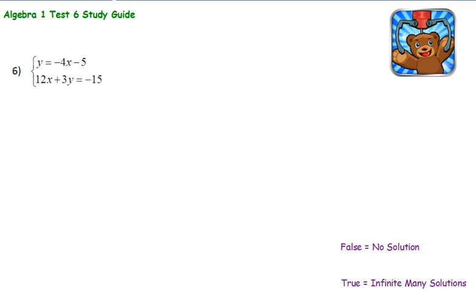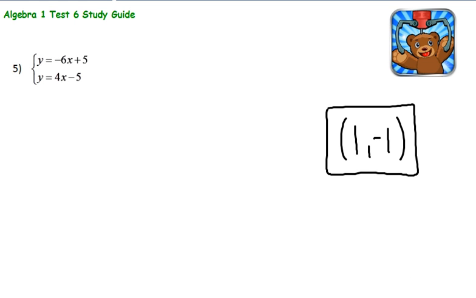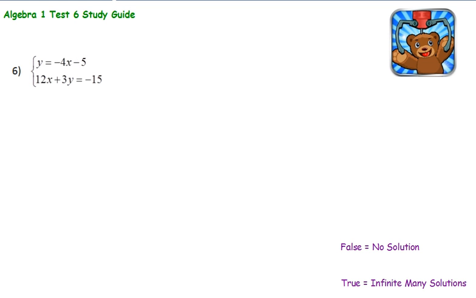I should mention one thing real quick. You notice that on number 5 these were both in slope-intercept form, y equals mx plus b. If you look at number 6, you'll see that one is in slope-intercept form, but the other is not. That's okay. We don't have to move this around because we're not graphing it, so we don't have to move that around into slope-intercept form.